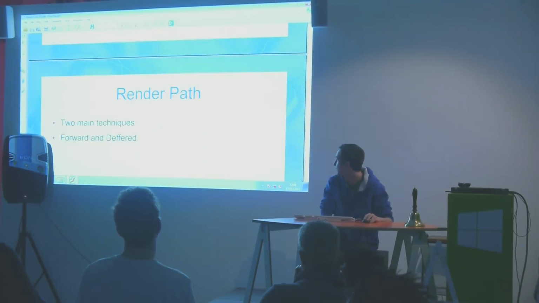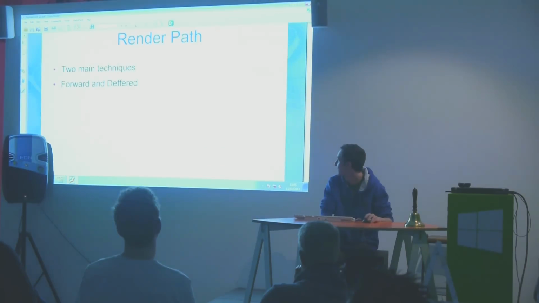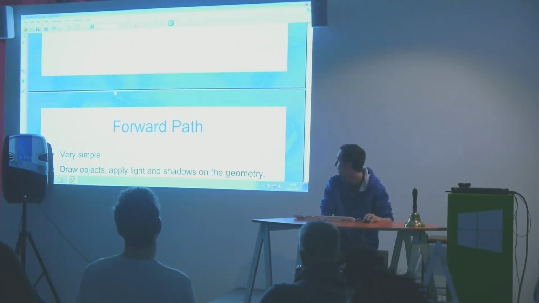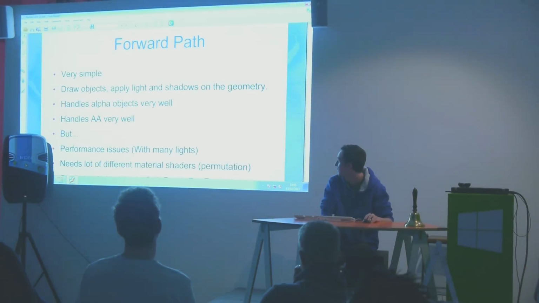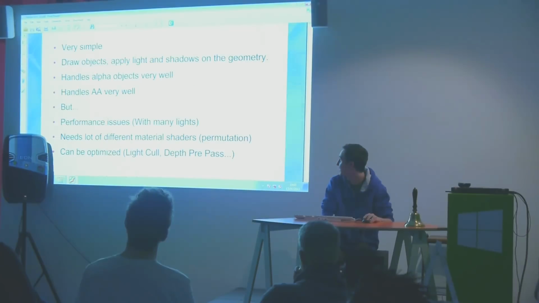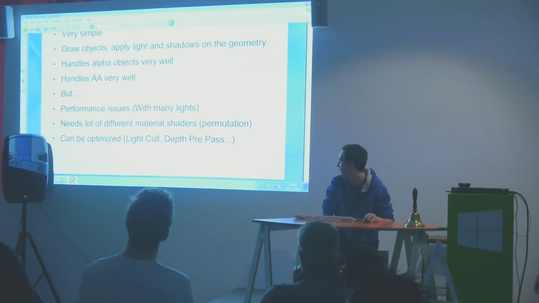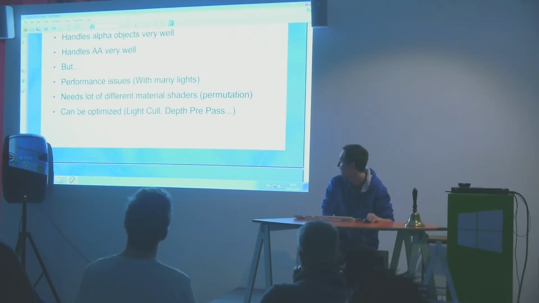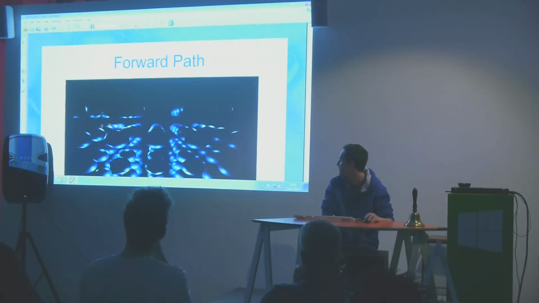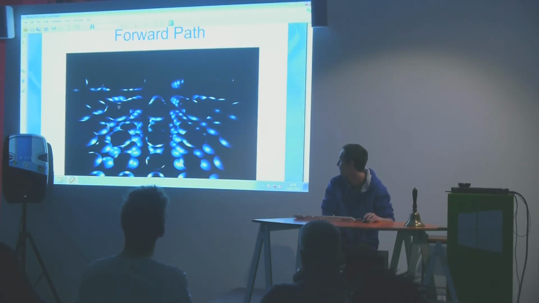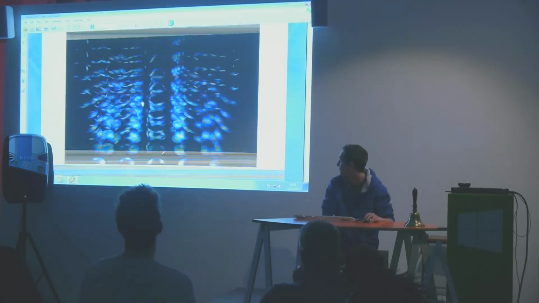So, like I said, for the render pass, the two main techniques are forward and deferred. Forward is where you just draw objects and apply light every time for every object. So it's a lot of performance issues, but you can have some optimization. The problem is you need to do a lot of permutations depending on the materials, which is a bit prohibitive. That's just a simple example with a few spheres and 20 lights.